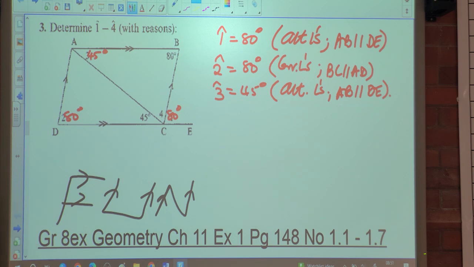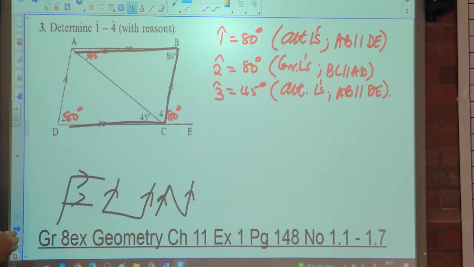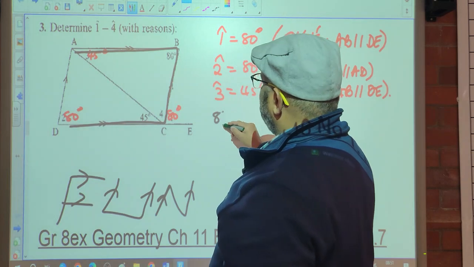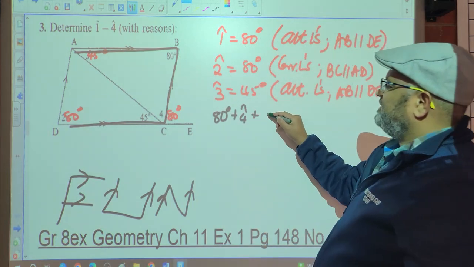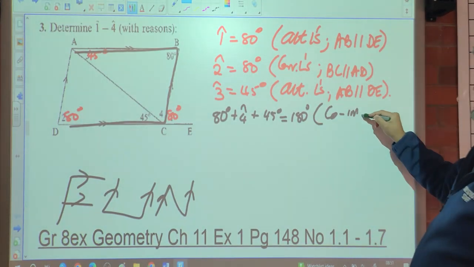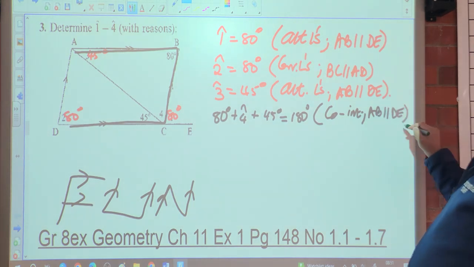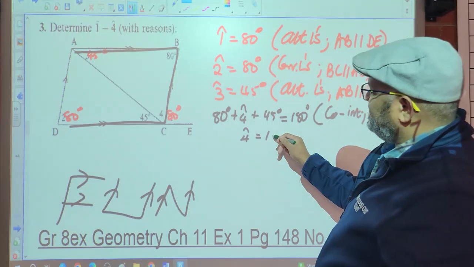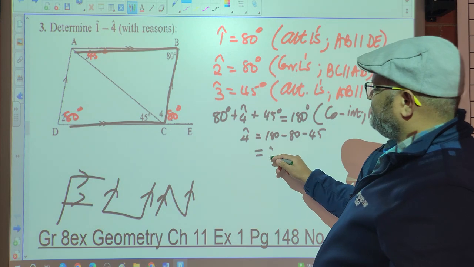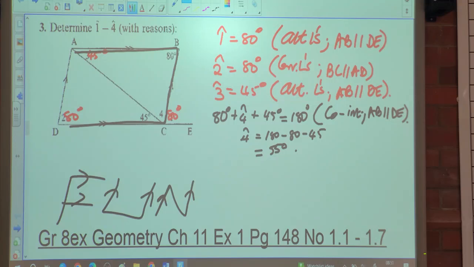Co-interior. Yep. The co-interior, 80 plus angle 4 plus 45 is equal to 180. Why? Co-interior angles with AB being parallel to D. So angle 4 is equal to 180 minus 80 minus 45, which is 55, I think. No? 55, correct? People, there was another way of doing it.